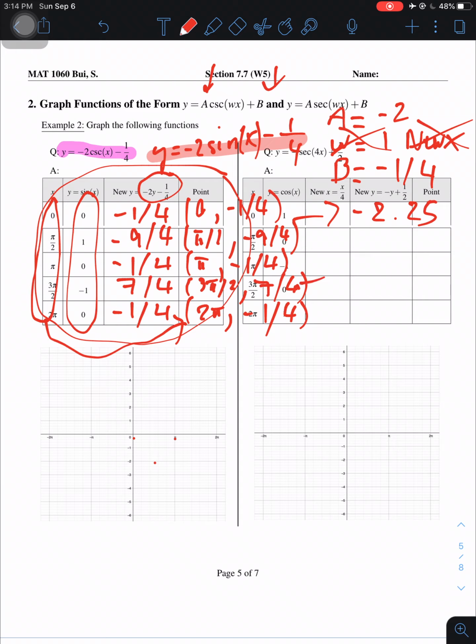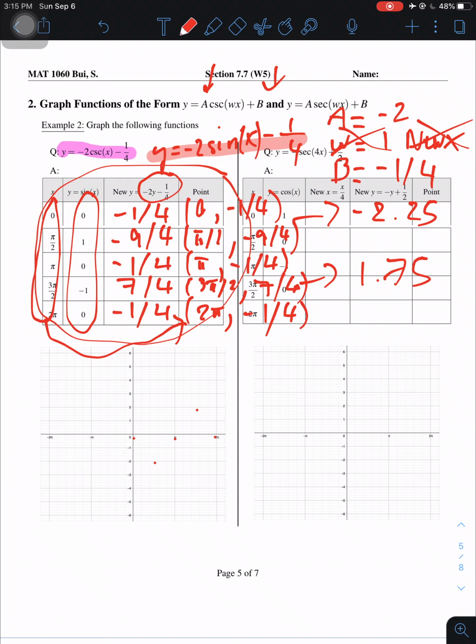And then this one, if you put 7pi/4 into the calculator, it is approximately 1.75, right? So at 3pi/2, I'm gonna get something that's almost 2, but not 2, which is right here. Lower, a little bit lower. Right there. Okay, perfect. And then at 2pi, we get back to this -1/4, right?